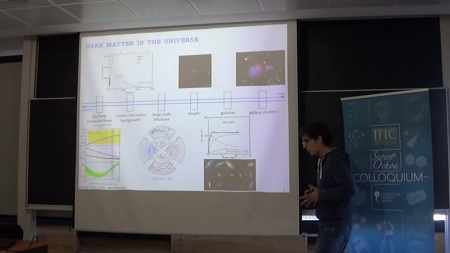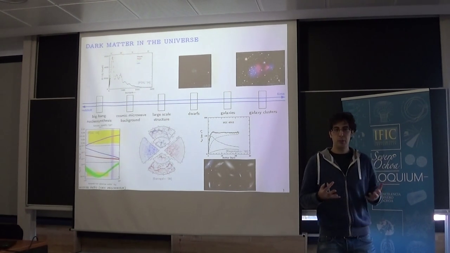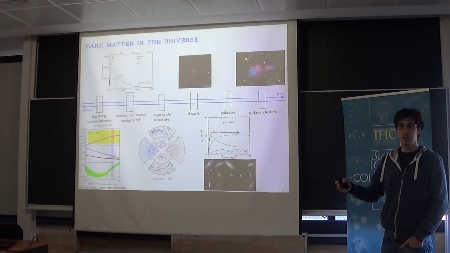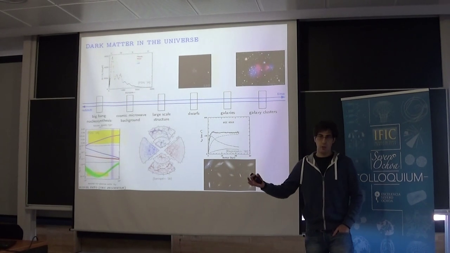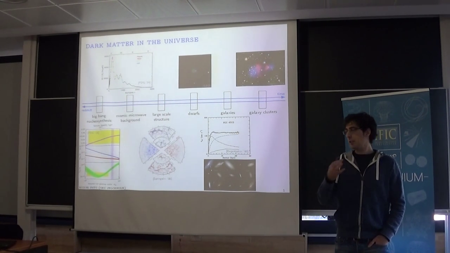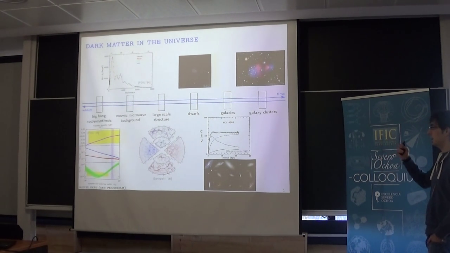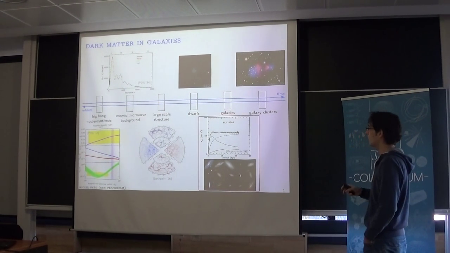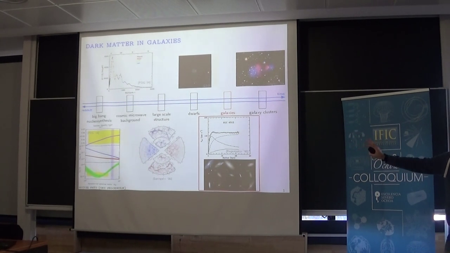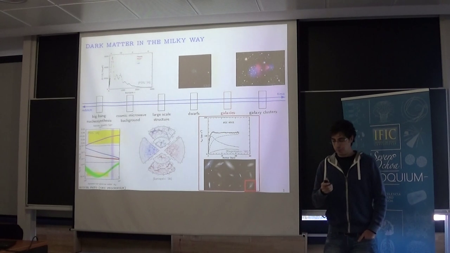Okay, the evidence for dark matter nowadays is very, very rich and very broad. It comes from different probes, including Big Bang nucleosynthesis, anisotropy of the cosmic microwave background, and large-scale structure of the universe. Dark matter is also identified in individual dwarf galaxies, galaxies, and clusters of galaxies. As you can imagine, I don't have time to focus on all of these, nor the expertise to do so, so I'll focus on the galactic scale, and in particular on the Milky Way.